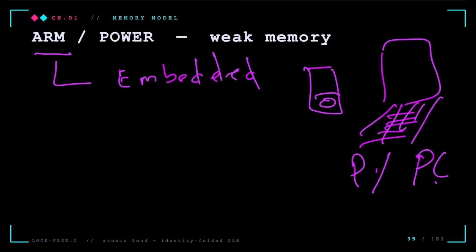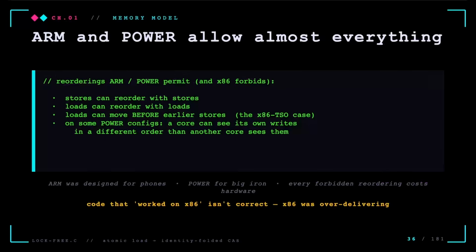And you have to take that into account. When you're writing your code on an Intel processor, you have an amazingly fast lock-free database, and then you compile it on Mac, and weird things start happening. That's most likely memory ordering. ARM and Power essentially allow almost anything. Stores can reorder with stores, loads can reorder with loads, and loads can move before earlier stores, all sorts of combinations.